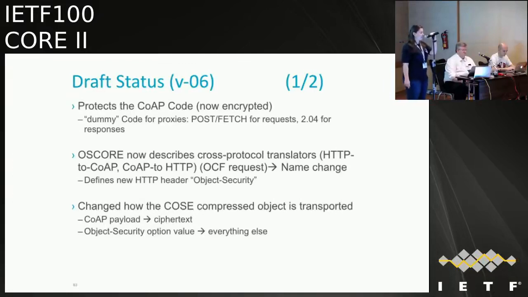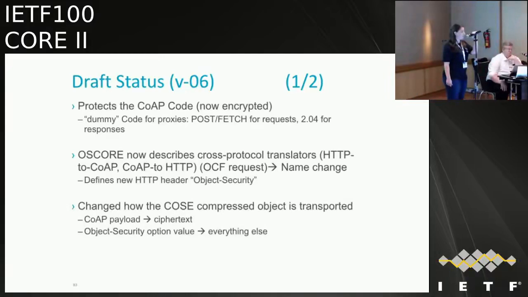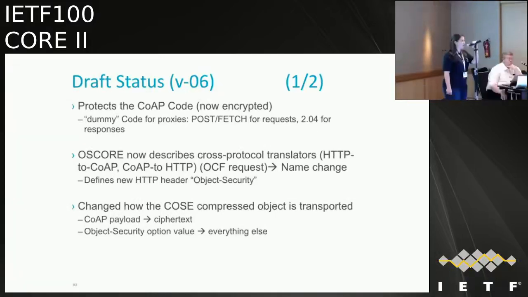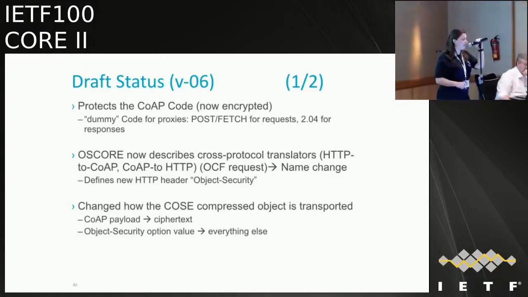Second update, OSCORE now has a full section describing how cross-protocol translators work. Also, thank you, Dave. And this was based on an OCF request, and this is the reason for the name change. And this defines a new HTTP header called Object-Security. Then we changed how the COSE compressed object is transported. So now in the CoAP payload, we have the ciphertext, and in the Object-Security option value, we have everything else. So all the header fields and everything that is needed.